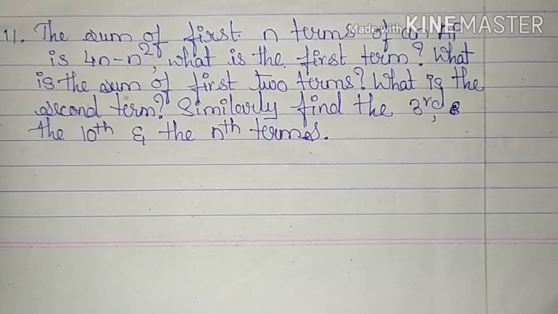In the 11th question, the sum of first n terms of an AP is 4n minus n square. What is the first term? What is the sum of the first two terms? What is the second term? Similarly, find the third, the 10th and the nth terms.